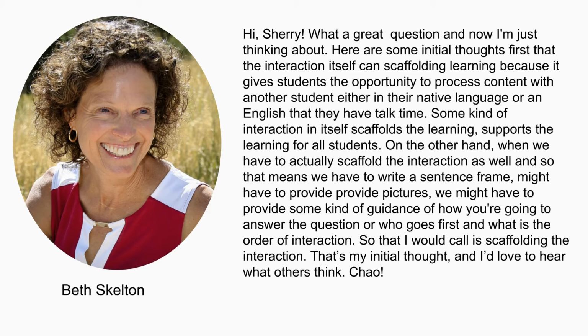On the other hand, we may have to actually scaffold the interaction as well. And so that means we might have to provide a sentence frame, we might have to provide word banks, we might have to provide pictures, we might have to provide some kind of guidance of how you're going to answer the question or who goes first and what is the order of interaction. So that I would call scaffolding the interaction. So that's my initial thought, but really interesting question, and I'd love to hear what others think.